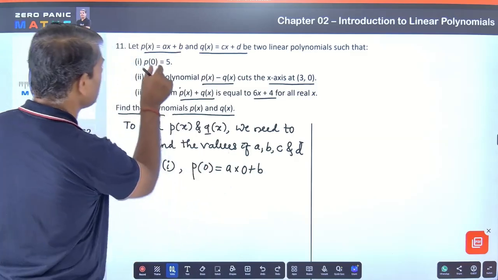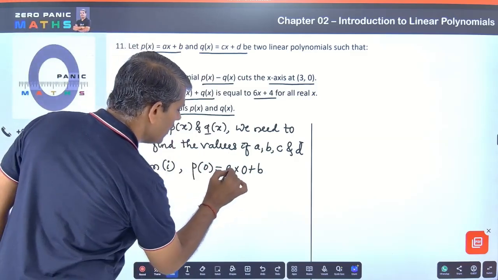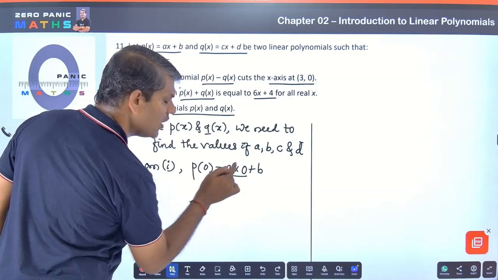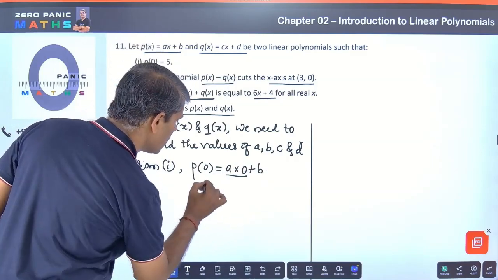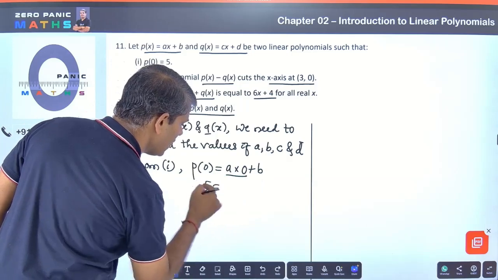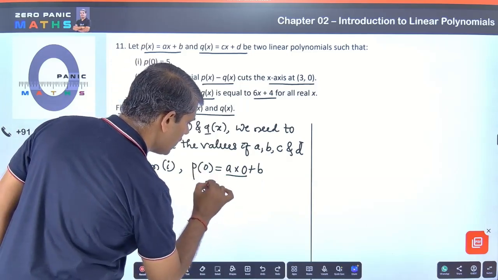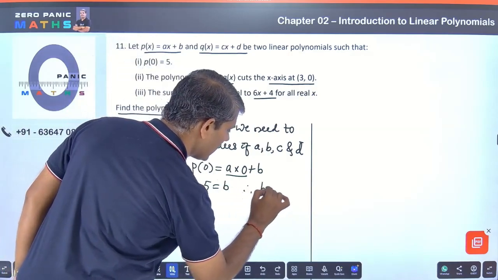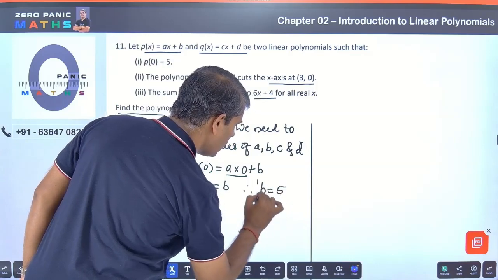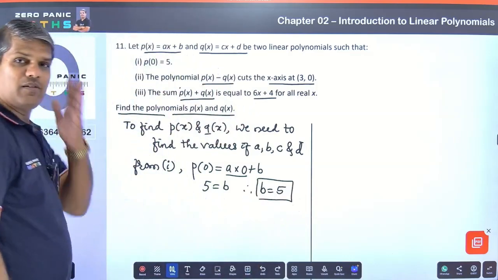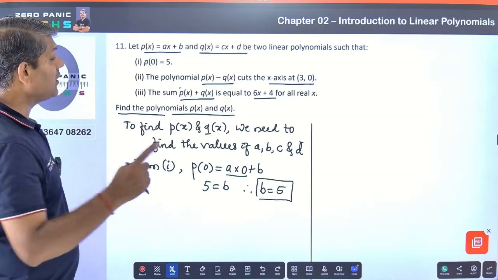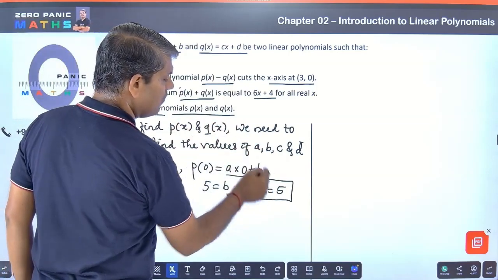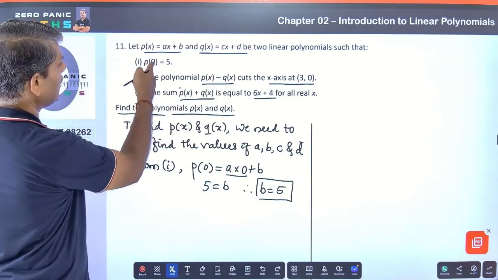What is p of 0? They have given it as 5. What is a into 0? It is 0. So p of 0, I am putting as 5, and it is equal to b. Therefore b is equal to 5. So among the four constants, the value of b we have already found from the given information.